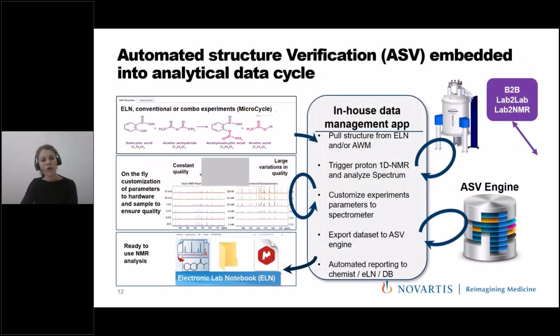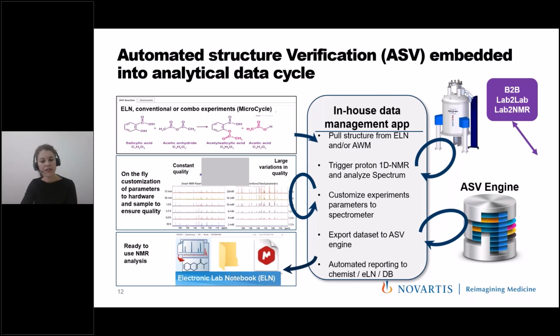As I mentioned, though, we also have some automated structure verification activities that are embedded into our analytical data cycle. This is a project that we are working on together with our research colleagues. So there is a joint interest here to have data from both research and development, where we more or less have simple molecules below 800 Dalton that we have maybe even an idea of what the structure can be. So we are using an automated structure verification tool that is provided to us by ACDLabs.